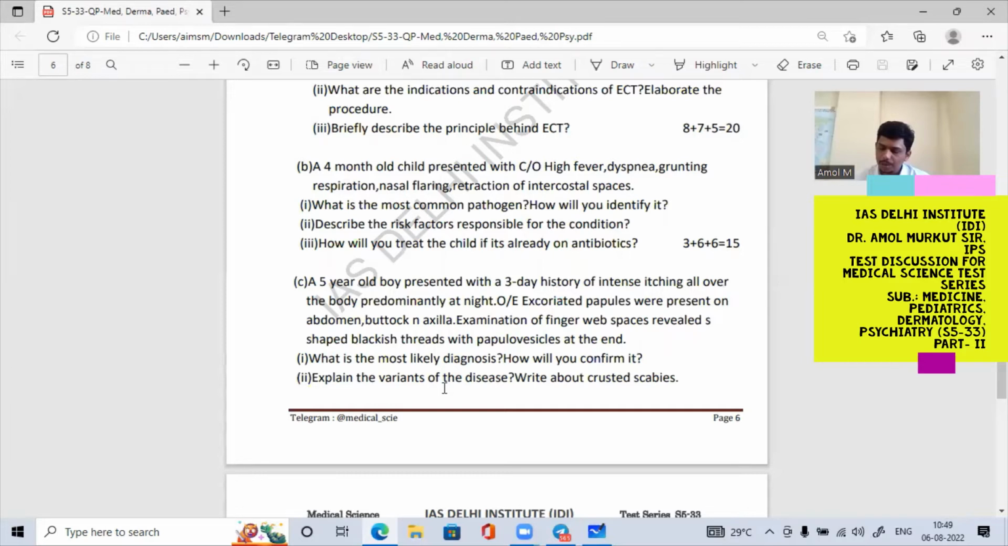Write about crusted scabies. So, what are the variants of the disease? Norwegian scabies or the crusted scabies is what we can call it. And others are secondary infection, erythroderma can also occur. Crusted scabies, Norwegian scabies, occurs in immunocompromised individuals. The mites are too many and the lesion is extensive, so you have to give aggressive treatment.